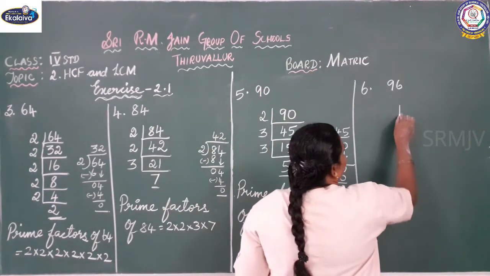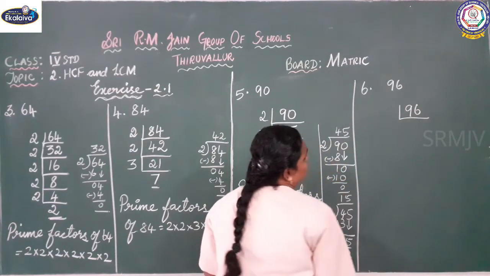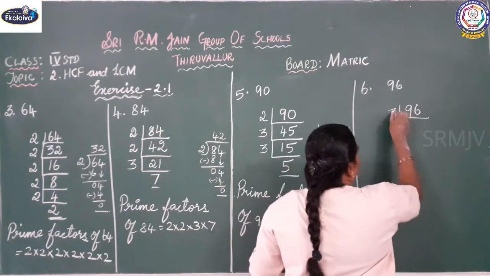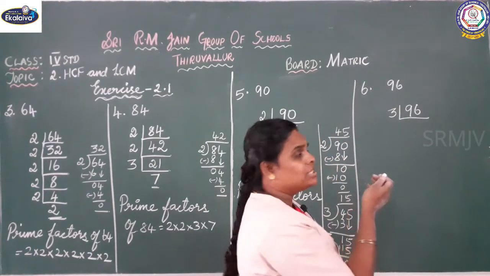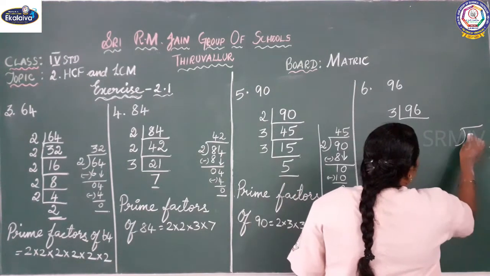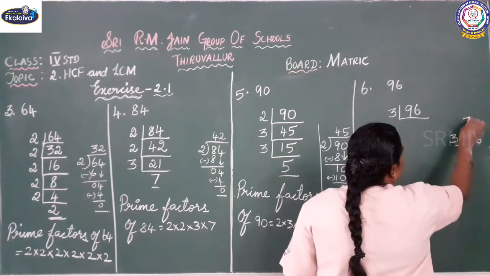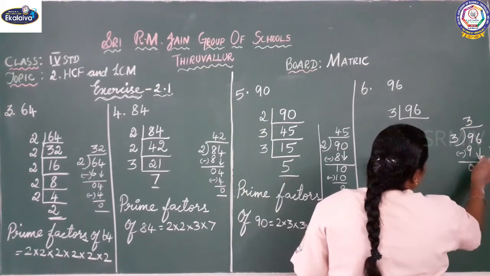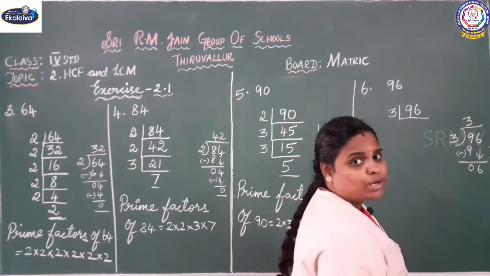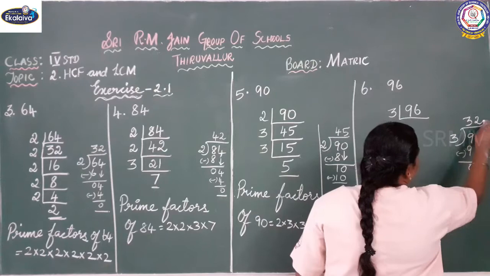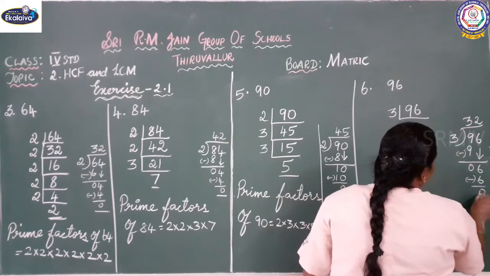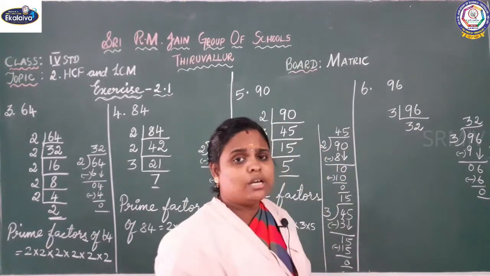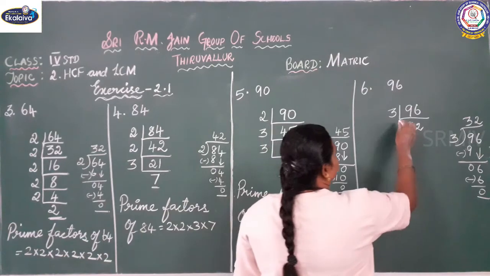Next one, 96. So 96, can we take 3 table? Yes, we'll check in 3 table, because 3 is also a prime number, so we'll take 3 table. So if you are dividing by 3 table, 3 3s are 9. So 9 minus 9 is 0. Next, if you carry 6, then 6 how many times? 2 times. So 3 2s are 6. 6 minus 6, 0. So what is the quotient? 32. See, listen children, 32 is a composite number. So we can divide it again.